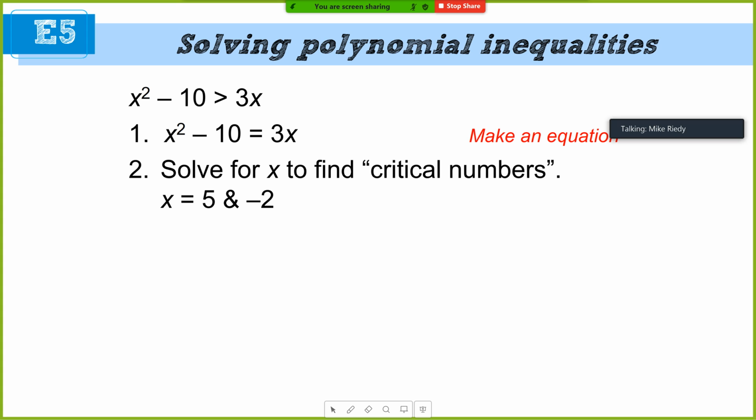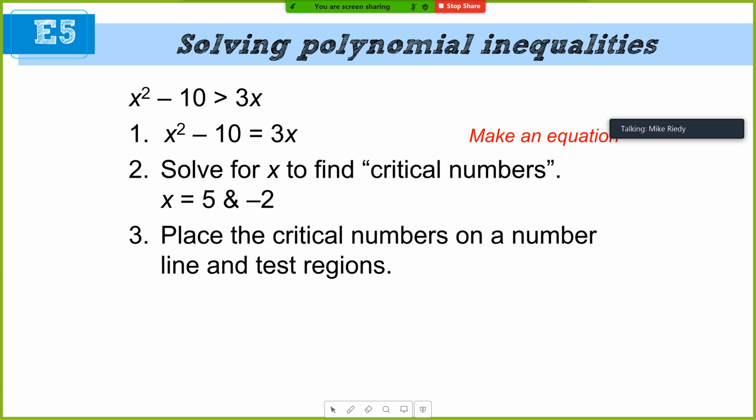So if this was an equation of just a simple quadratic, x squared minus 3x minus 10 equals 0, we'd have two answers, 5 and negative 2. But it's not an equation, it's an inequality. So then we have to put those critical numbers on a number line and test regions. You're testing to see if numbers in that region are true or false. You're not plugging in the critical numbers, you're picking whatever number you want. Okay, so I did that already.